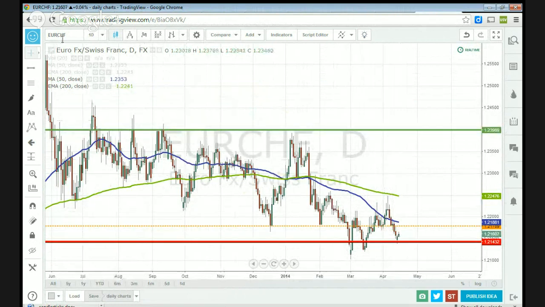Okay, so those are my existing positions. No real action to do. A lot of just sitting around and waiting. That's a big part of trading.